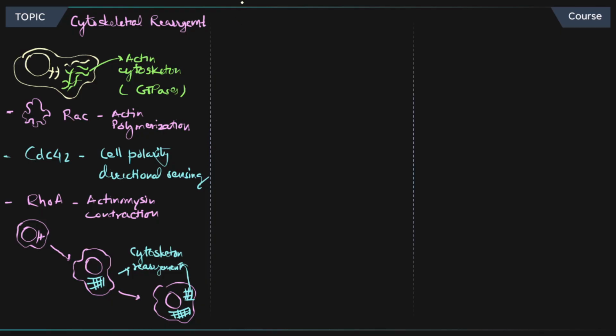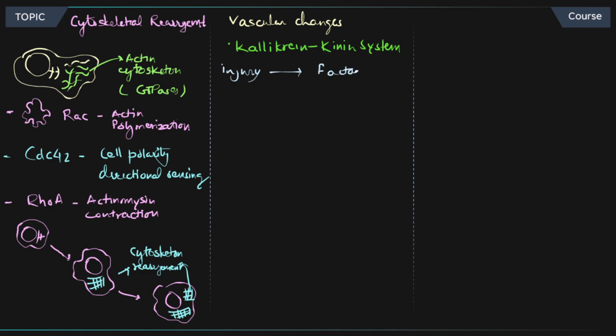All right, let's understand vesicular changes, how vascular changes happen in case of inflammation. You have a system called the Kallikrein system, Kallikrein-Kinin system. The Kallikrein-Kinin system is basically an important system for inflammation, where whenever there is an injury happening, the release of a factor called factor 12 will happen.